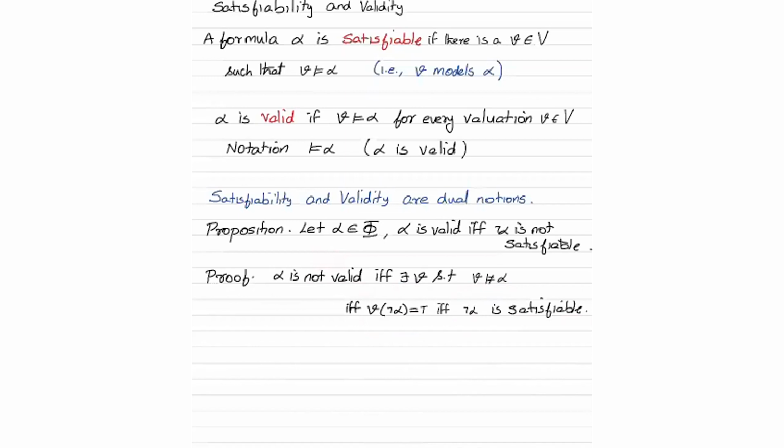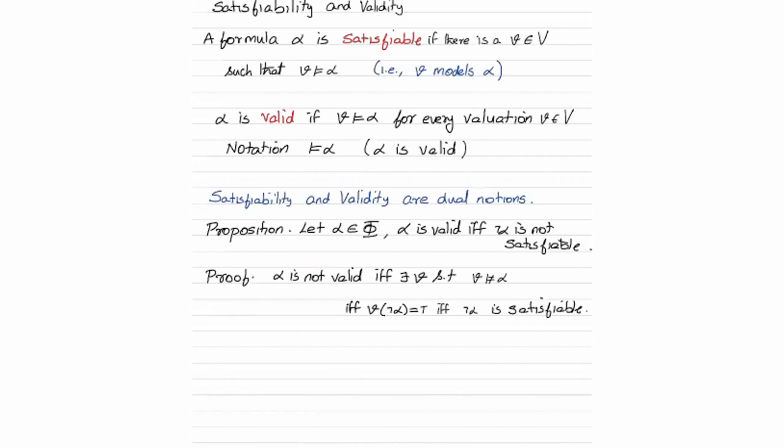So validity and satisfiability are dual notions, which is very important when you're looking at algorithmic questions. For instance, if you have a procedure to check for satisfiability, the same procedure can be used for checking validity, and vice versa. If you have a procedure to check for validity, the same procedure can be used for satisfiability.